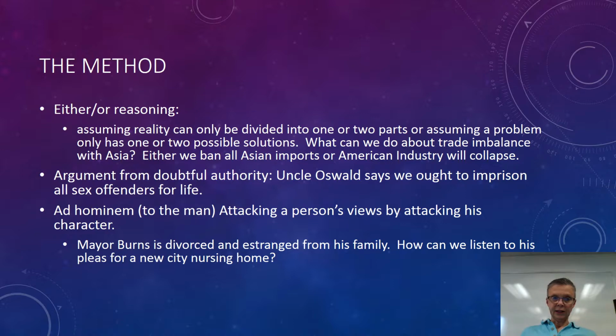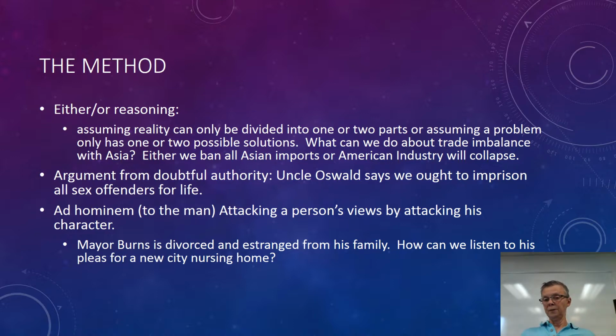Either or reasoning. Assuming reality can only be divided into one or two parts, or assuming a problem only has one or two possible solutions. What can we do about trade imbalance with Asia? Either we ban all Asian imports or American industry will collapse. What? Really? There's a lot more to do with trade imbalance. Oh, a lot of other things that can be done besides going off the deep end and banning all Asian imports. It's trying to, again, make a very complex issue more simple.